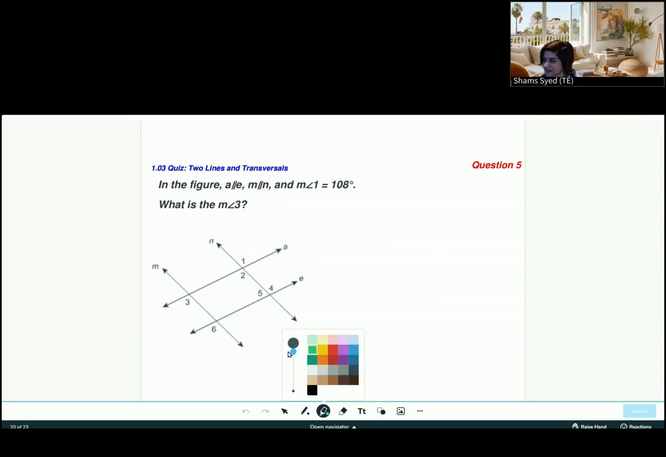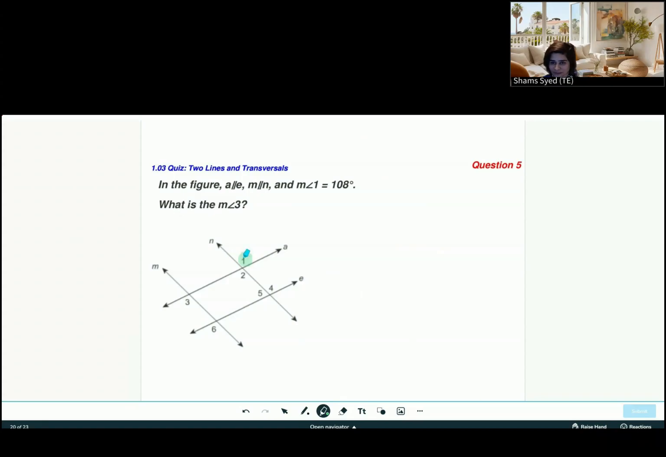Class, get ready to highlight some angles. This is angle 1. You have to mark angles that are equal to angle 1. Can you mark all angles that you believe are equal to angle 1? All angles that are labeled that you think are equal to angle 1. Look carefully so you can mark precisely.